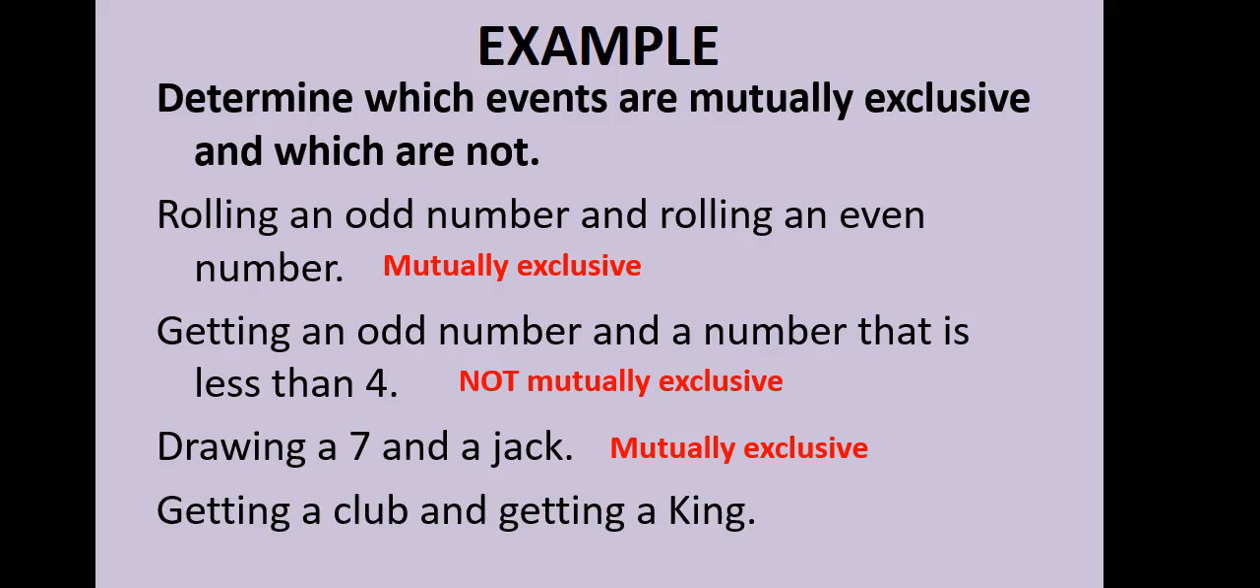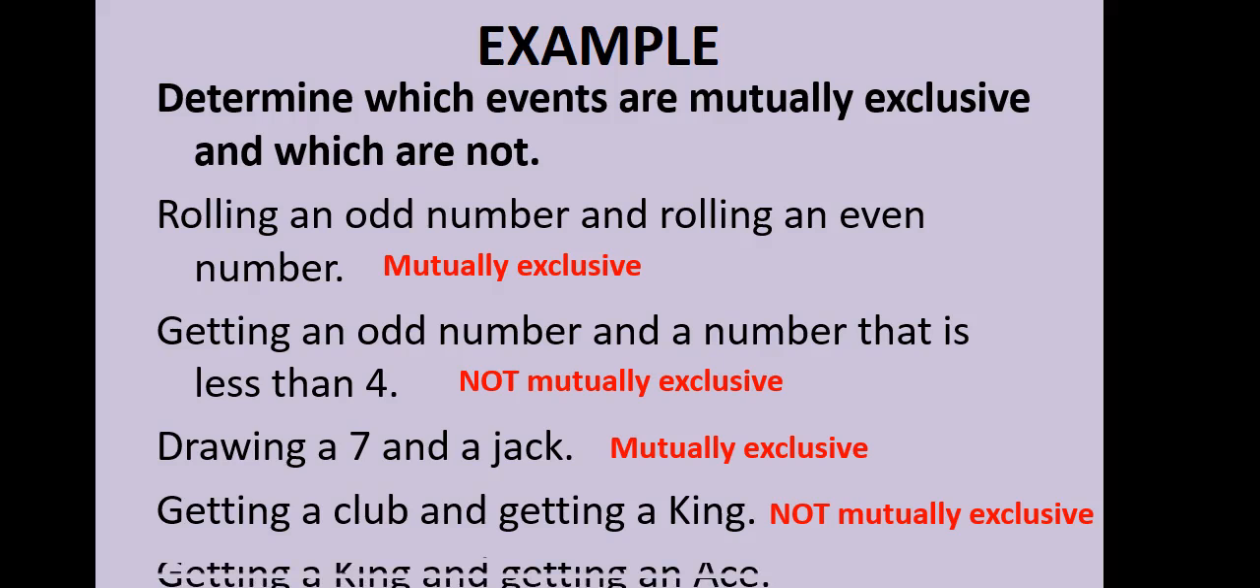Getting a club and getting a king. Going back to the same deck of cards now, I'm going to draw a card. Can I get a card that is both a club and a king at the same time? In other words, can these events happen together? And in this case, the answer is yes, they can. So these are not mutually exclusive events.